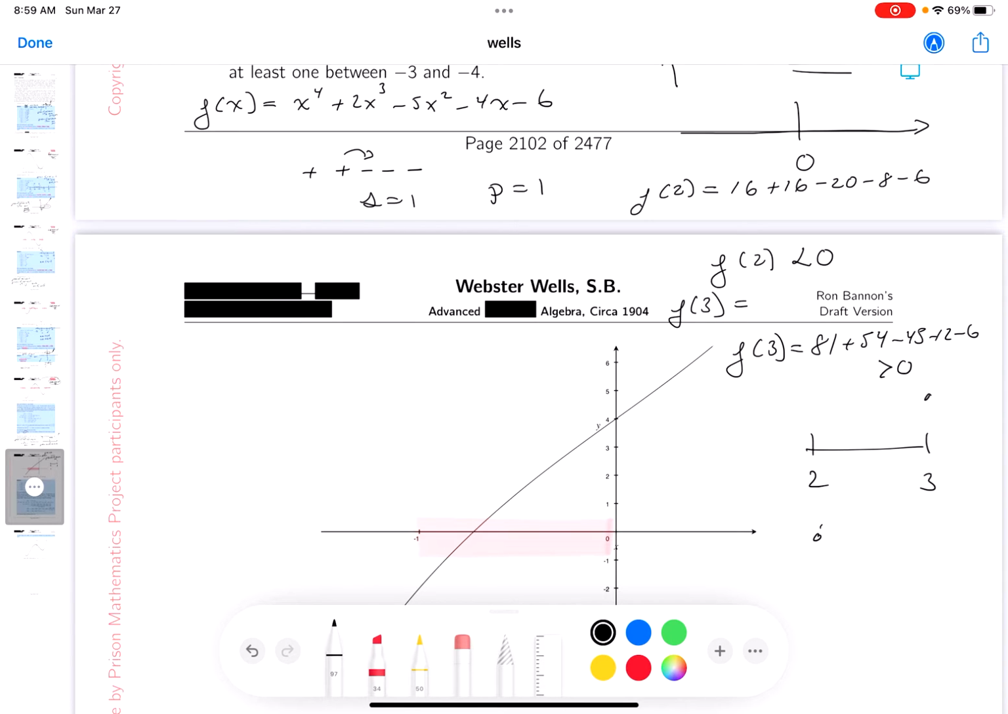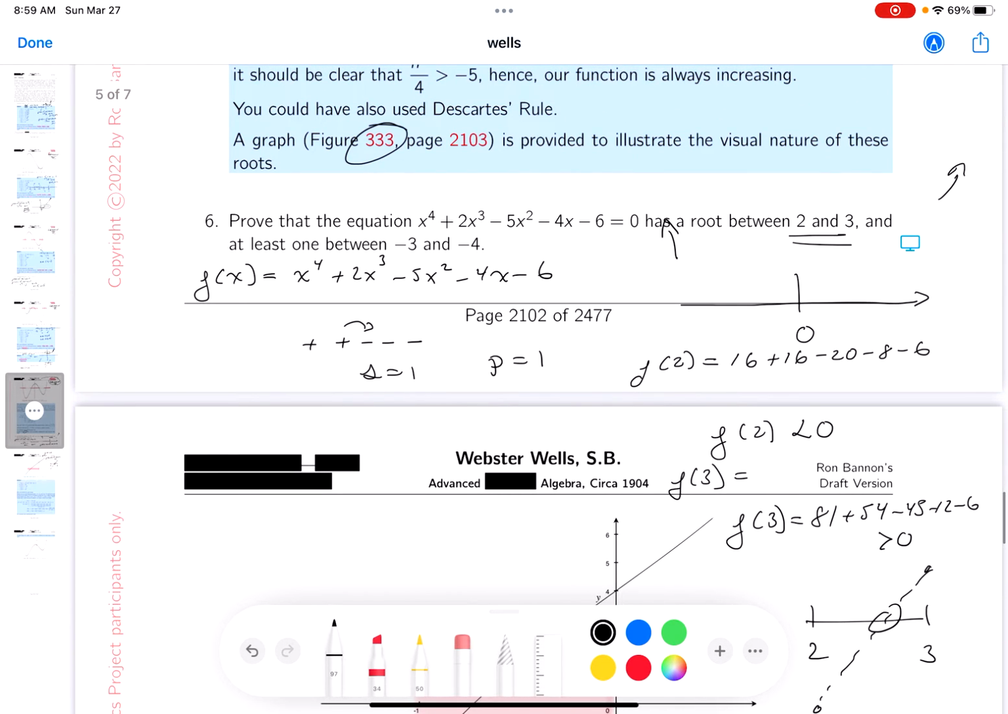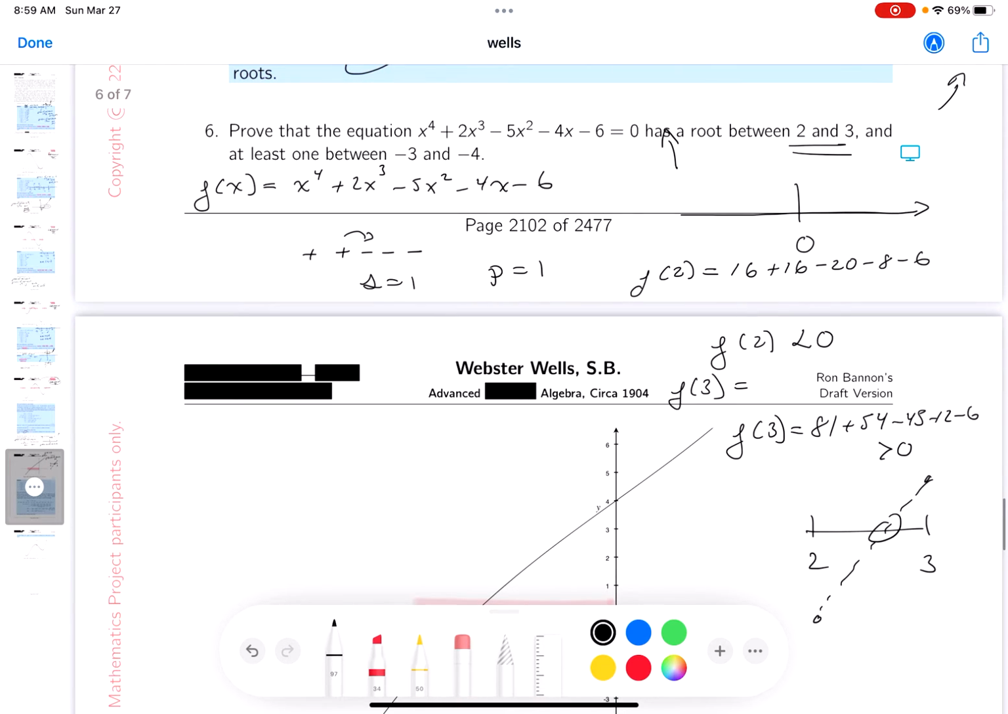And remember, Descartes' rule of signs says there's only one root. It's between 2 and 3. That's what they asked us to show. We just showed that. Now it says at least one between minus 3 and minus 4. So I'm going to use Descartes' rule of signs again. And what do you get over there? f of minus x equals x^4 - 2x^3 - 5x^2 + 4x - 6: plus, minus, minus, plus, minus.